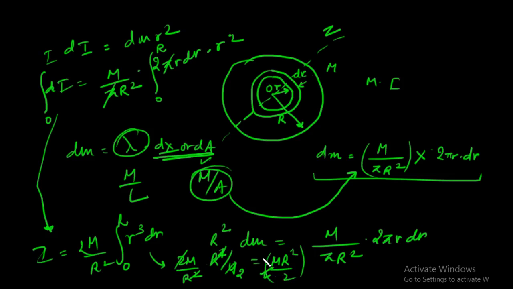This is the moment of inertia of a disk with the axis passing through the center, the vertical axis passing through the center along the z axis.